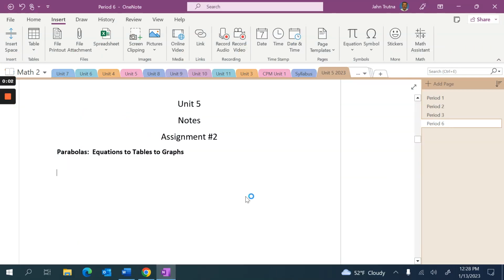Unit 5 notes, assignment number 2. Quick review of terms that you need to know.